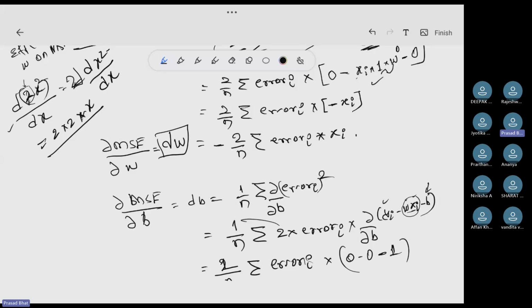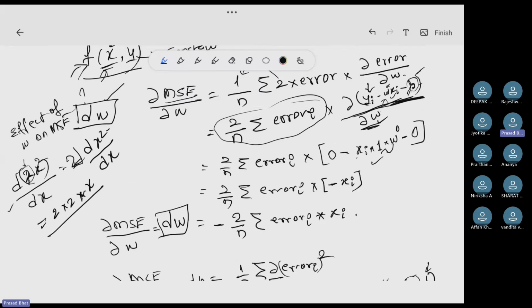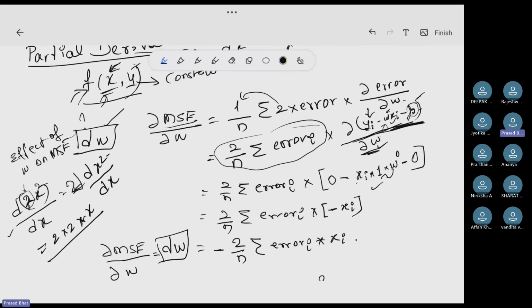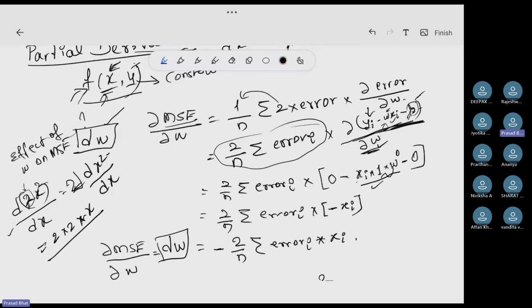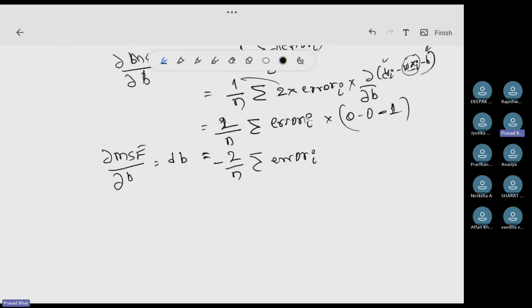The same concept I am applying here as well. In this case, xi is a constant multiplied with w, right? That is why I have taken this xi as a common factor here. I cannot put 0. Why? Because it is multiplied, not added or subtracted. Yi, I have taken it as a constant because there is no w term here. It is just a constant term. Got it? Good. So this is what it is.